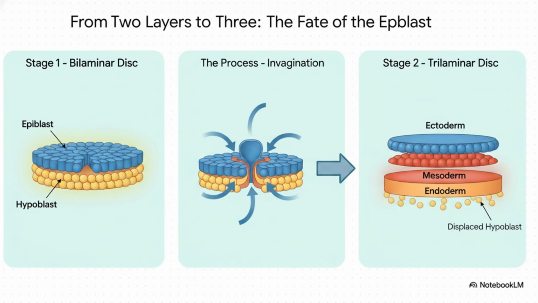So here's the crucial part. What happens to those original layers? Well, the epiblast is the absolute star of the show. It gives rise to all 3 of the new germ layers. Some epiblast cells dive down through the streak and actually push the hypoblast out of the way, forming the new endoderm. Others slide in between the top and bottom layers to create the mesoderm. And the epiblast cells that just stay put on the surface become the ectoderm.